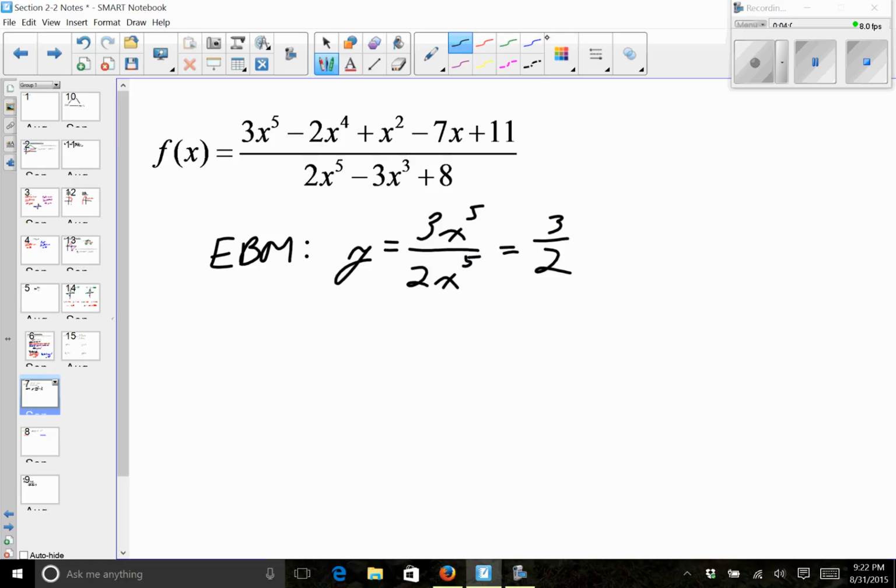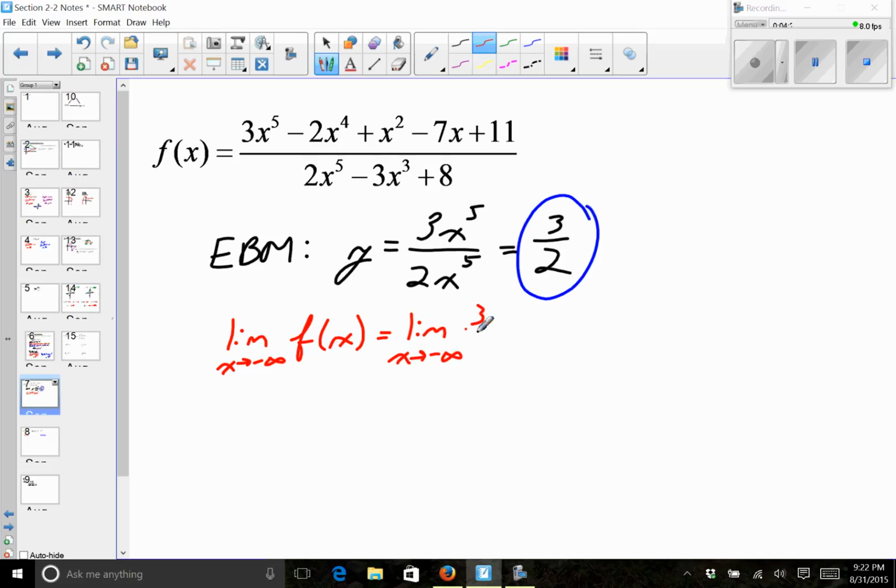And for my horizontal asymptotes then, I would just use this. So going to the left, the limit as x goes to negative infinity of f of x would be the same as the limit as x goes to negative infinity of my end behavior model, which is 3 halves. So there is a horizontal asymptote to the left at y equals 3 halves.